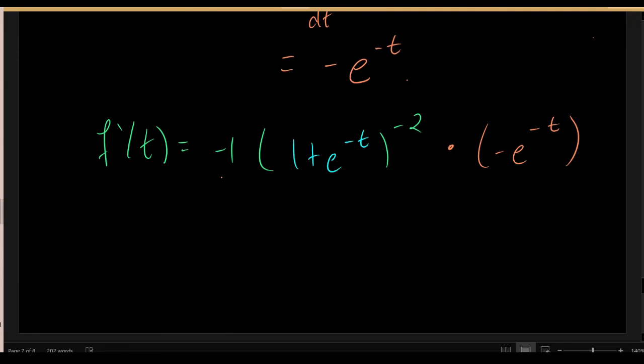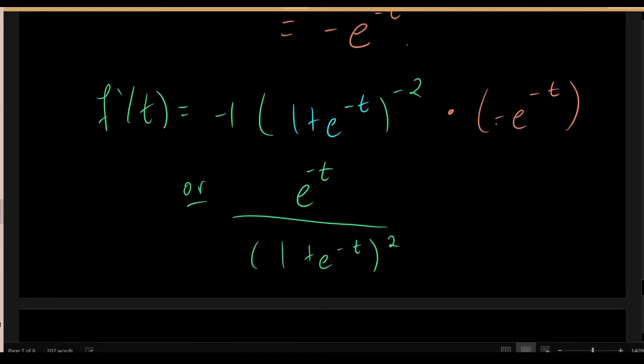So here is the derivative. You're welcome to leave it in this format if you want to. If you like, you can also simplify it, but that's optional. For example, minus 1 times minus is going to cancel out, leaving you with a plus e to the minus t. And then instead of having a power of minus 2, you can move that into the denominator and have a power of positive 2. But feel free to not do that. I would consider that optional.